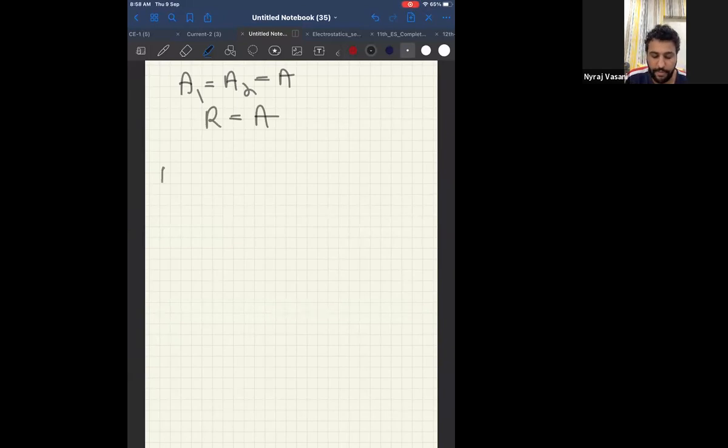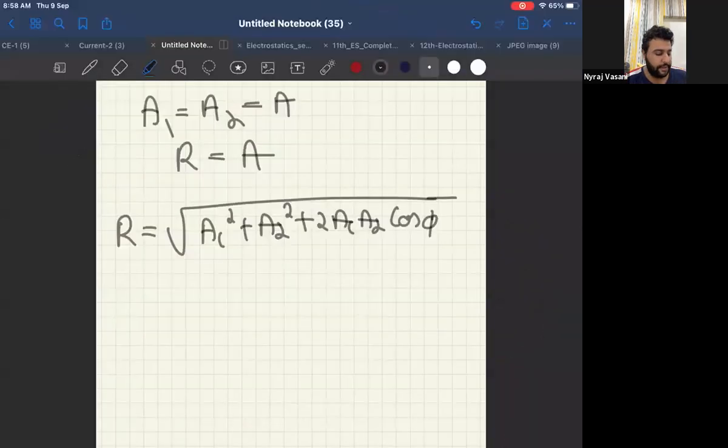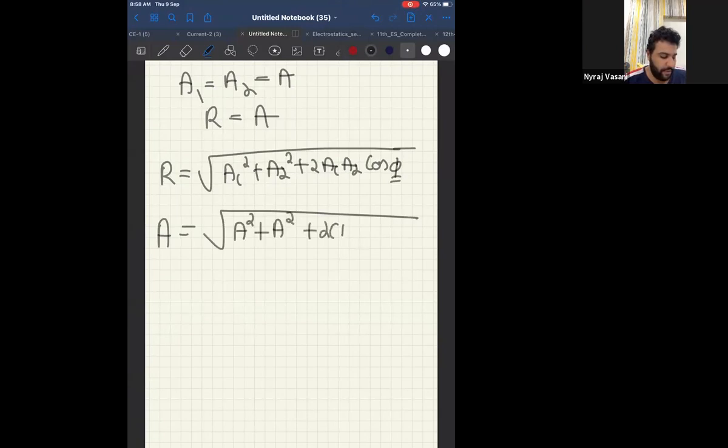Look at this. I know my formula that my resultant is equal to square root of A1 square plus A2 square plus 2A1 A2 cos phi, or cos delta. I have to find phi in this case. That is the phase difference. Therefore, can I say resultant A is equal to square root of A1 square, which is also A square, plus A2 square, which is also A square, plus 2 into A into A cos phi. Because resultant, amplitude 1, amplitude 2, all three are same.